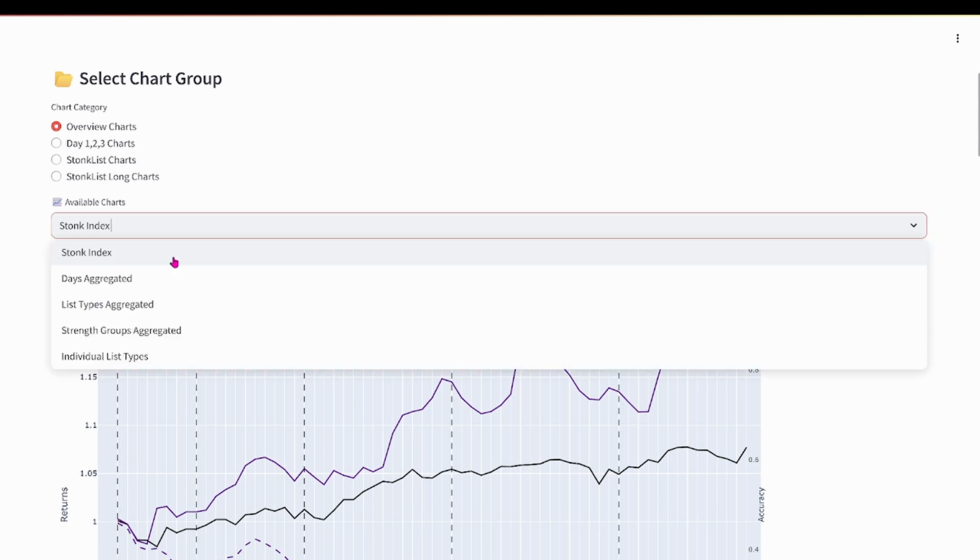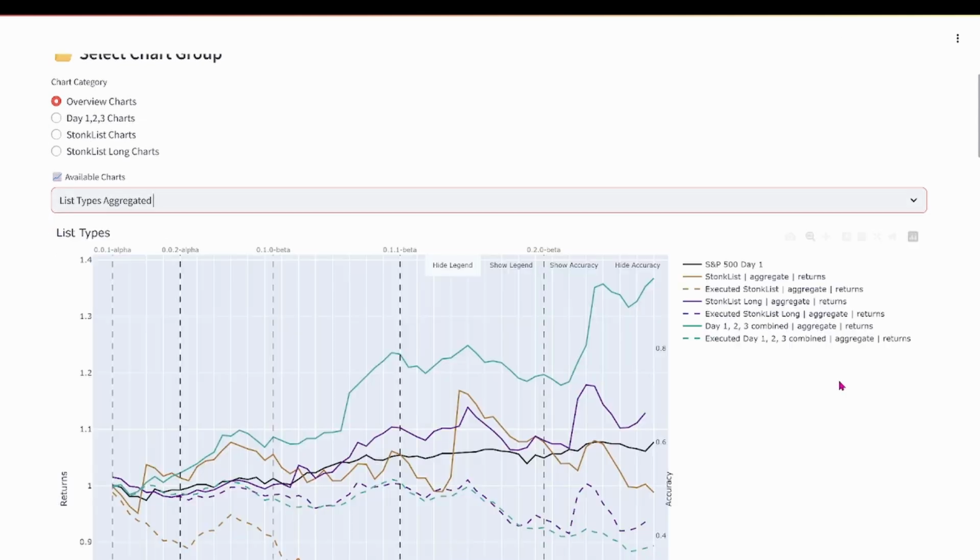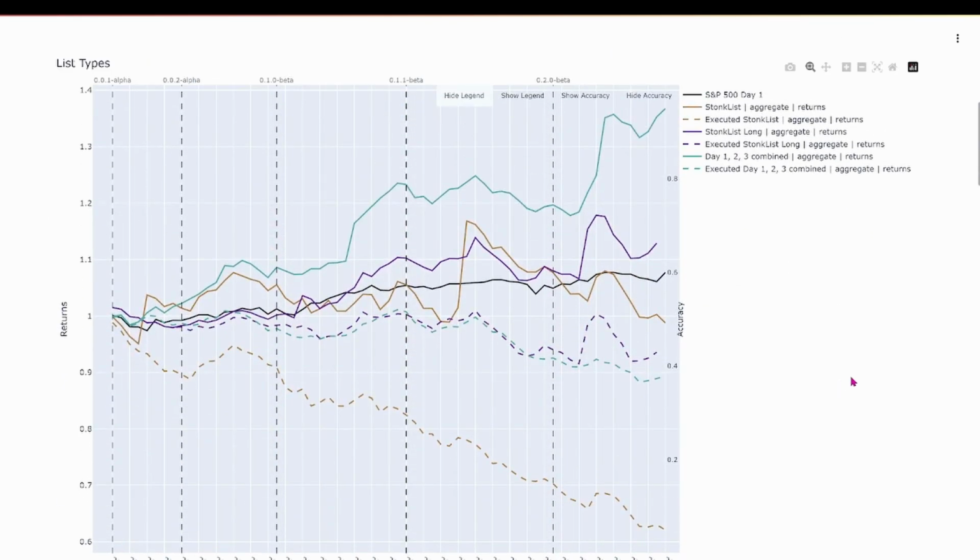The second chart we'll see, which is also an overview chart, is the list types aggregated. This simulation invests across every stock in each list type, combining strength groups and forecast time periods. Here we see that day 1, day 2, and day 3 forecasts consistently outperform Stonk List Long and Stonk List cross-day forecasts. As StonkRose continues to evolve, we aim to lift performance across all list types, including executed simulations.